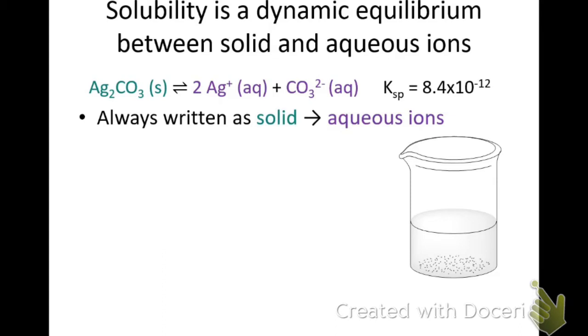When we write the reaction that way, the equilibrium constant gets a special letter, KSP, where SP stands for solubility product. So here we see that the solubility product for silver carbonate is 8.4 times 10 to the minus 12. That's a pretty small number, which is consistent with the solubility rules that you may have learned before, that carbonates are pretty insoluble.